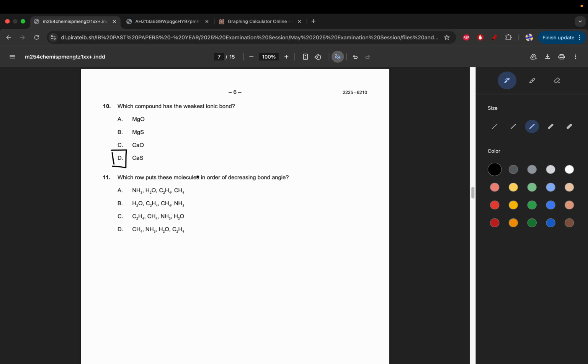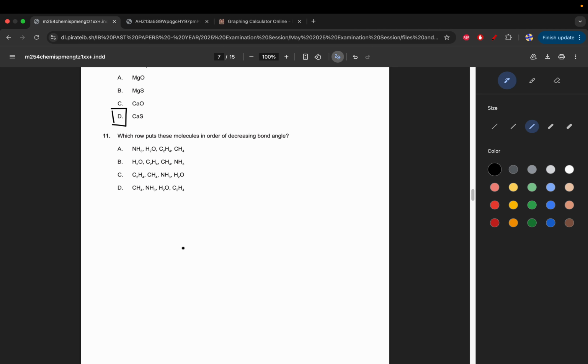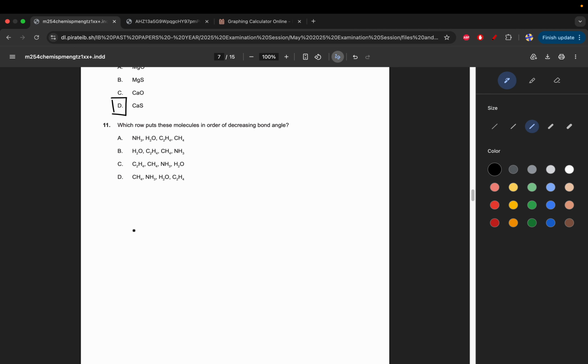Which row puts each of these molecules in order of decreasing bond angle? So let's go through and draw them all. CH4 is going to be a C surrounded by 4 of these guys. That's going to be tetrahedral. And so then that's going to be 109.5 degrees. Ammonia or NH3 is going to look like this. That's going to be trigonal pyramidal, and that's going to be 107 degrees.